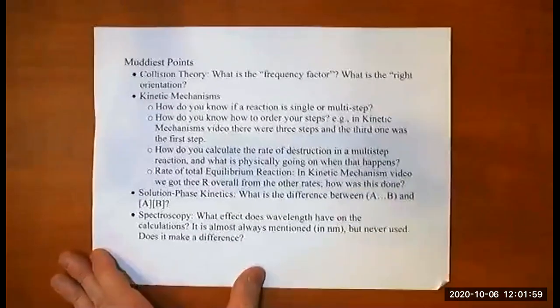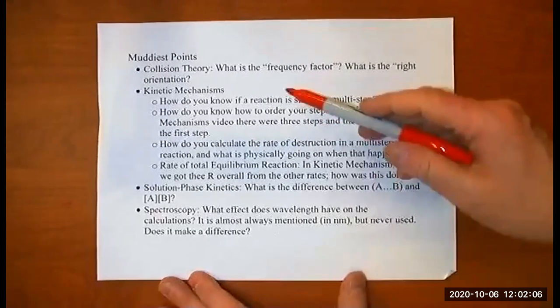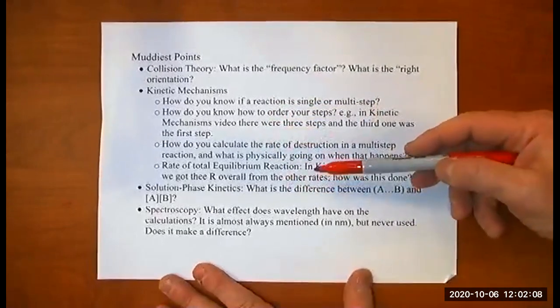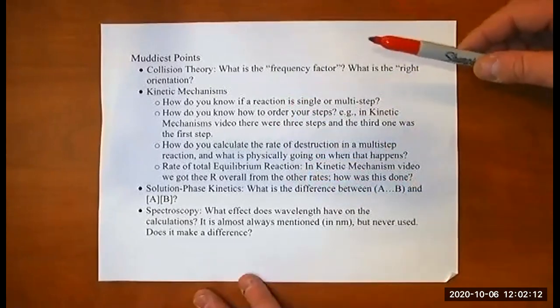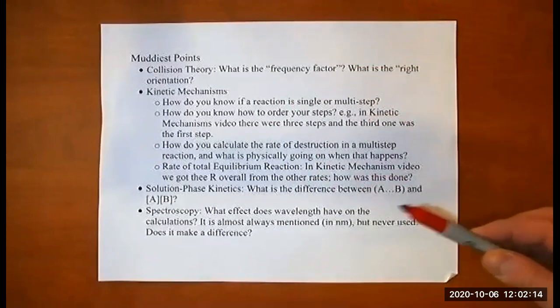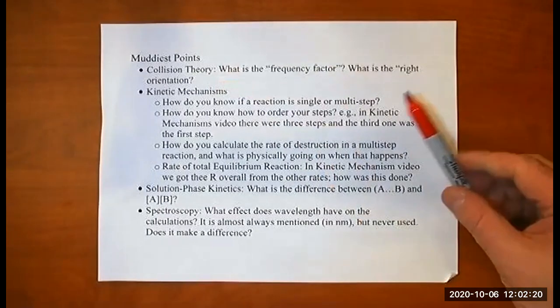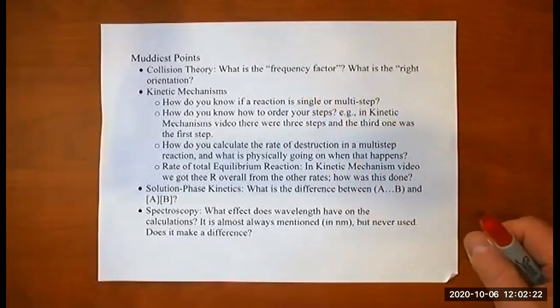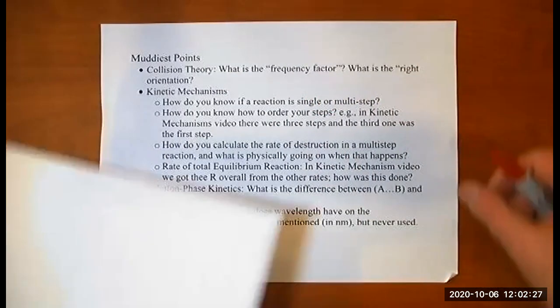Not surprisingly, we have a bunch of questions on kinetics. The bulk of them are in kinetic mechanisms, so we will try to do all of those together. I'm going to try to go through these in the order that the videos were presenting the information in first. So the first question is on collision theory and is about the frequency factor and in particular what is meant by the right orientation with it.